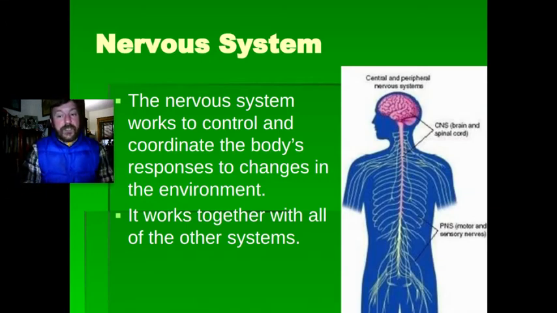It works together with all of the other systems to help regulate them. It's a major component in maintaining homeostasis, and it's very, very important that we protect our nervous system, which is why if you're a coach like me, you're really concerned about things like concussions in your athletes, because you've only got one brain. You've got to be real careful with it.